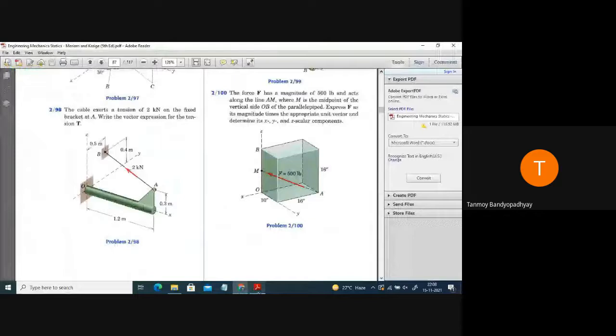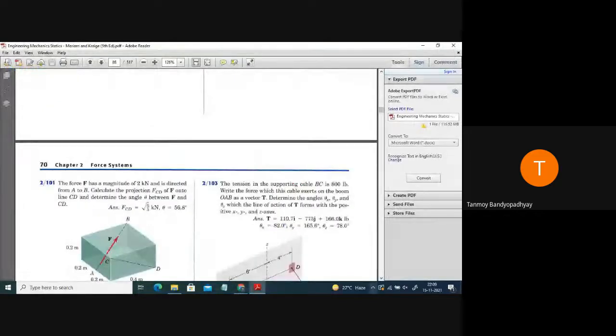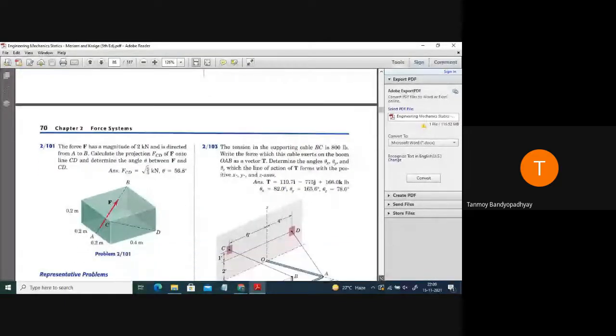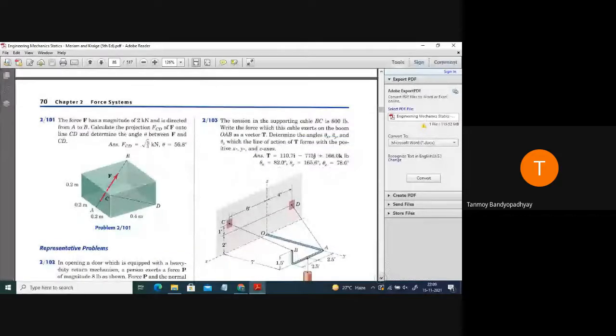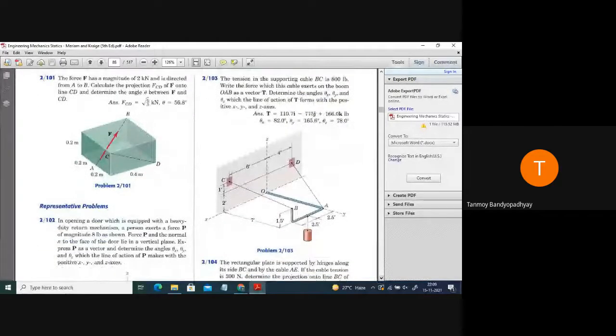Let's move on to the next problem. It is a rather lengthy problem, not a difficult one. The magnitude of the force is given, and it is directed from the point A to B. We have to calculate the projection of the force F on a line CD.